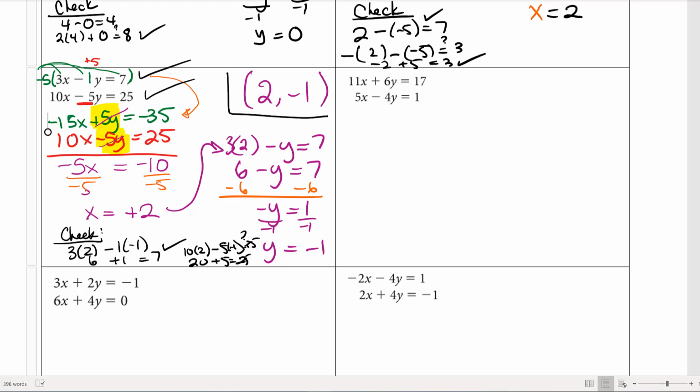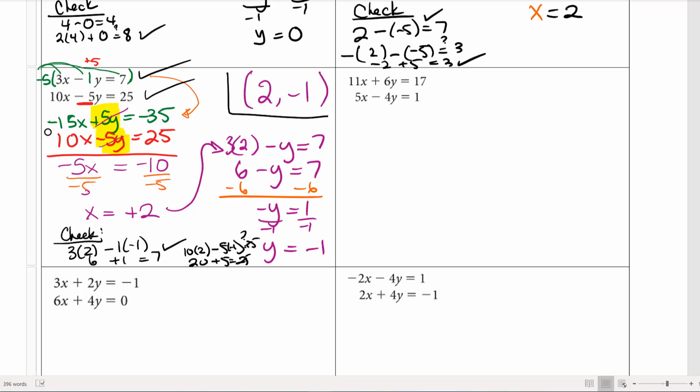For our next problem, 11x plus 6y equals 17 and 5x minus 4y equals 1. Step 1 says all of the variables are lined up, the constants and the equals, and that's already done, so that's great. We need to choose now which variable you want to get rid of. Neither of these are really convenient. We could get rid of the x's or we could get rid of the y's.